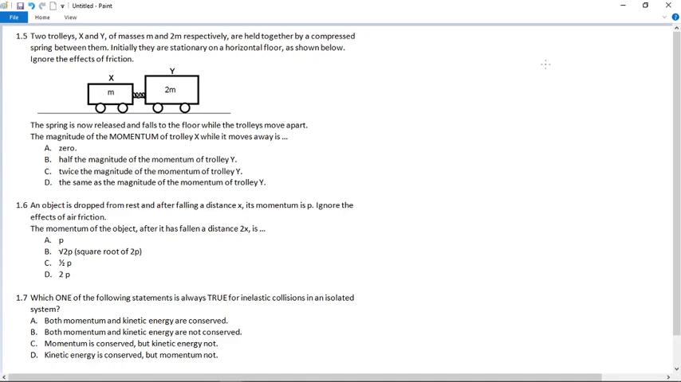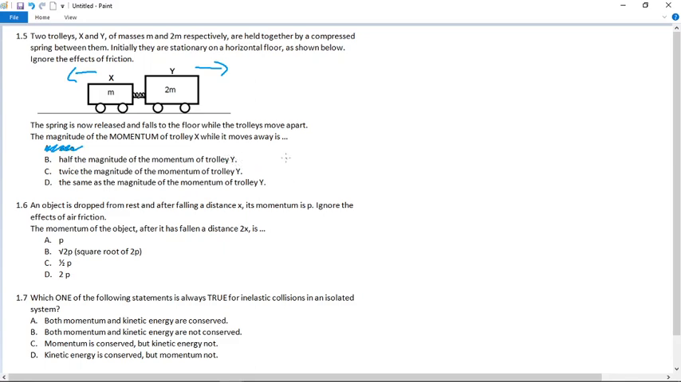Okay, now we've got another trolley question. Two trolleys, X and Y, of mass M and 2M are held by a compressed spring. Initially they're stationary. Ignore the effects of friction. The spring is now released and falls to the floor while the trolleys move apart. The magnitude of the momentum of trolley X while it moves away is 0. That can't be true because it's moving away, so you've got some momentum. Half the magnitude of the momentum of trolley Y, twice the magnitude, the same.